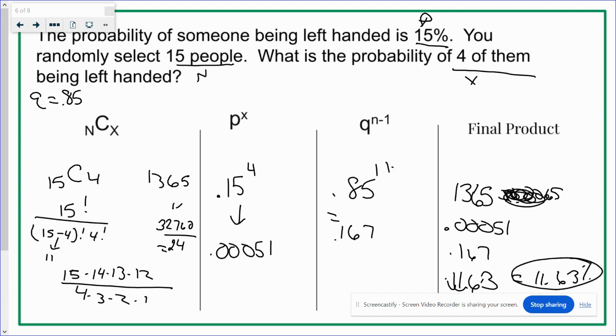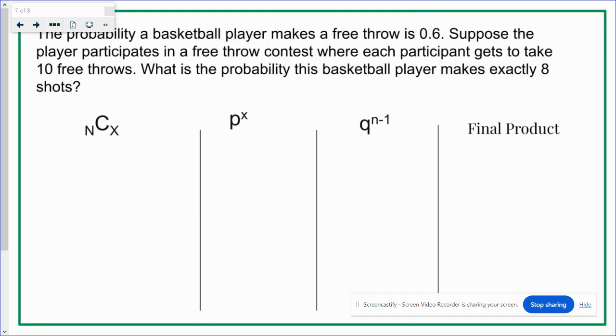All right. Last one. Probability of a basketball player makes a 3 shot is 0.6. That is our X. Actually, you know what? I'm going to have you guys solve this last one. So identify the N, X, Q, and figure out the final product.